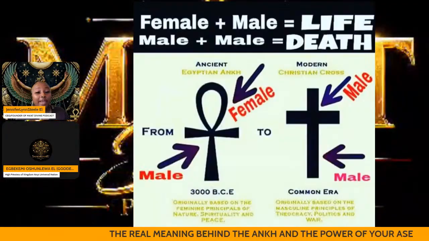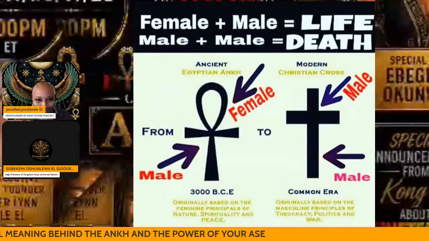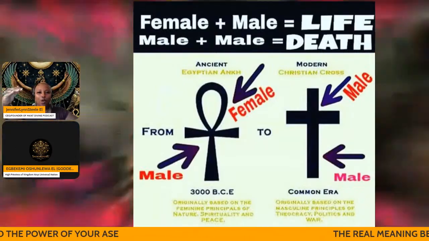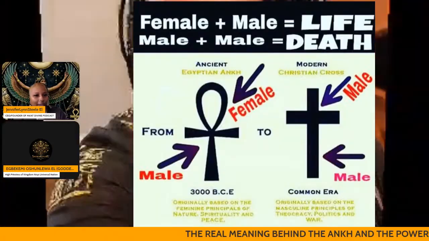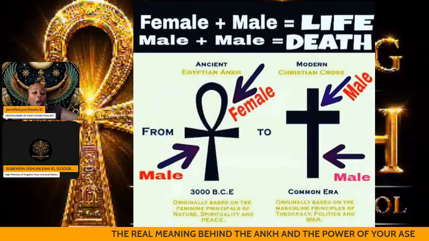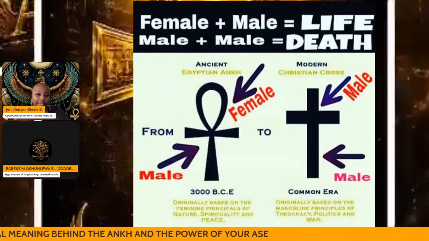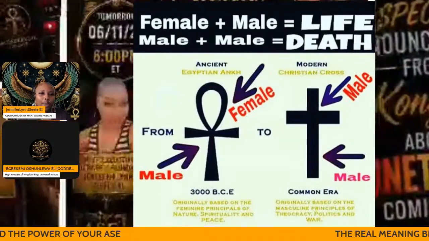So now it makes sense, you all, when they say the cross is crucifixion, it's death. Because when you put in patriarchy, which is the male and male, you're going to get death. But when you put the Ankh forth, which is the feminine and the male, you get creation, you get balance, you get life, you get eternal life, you all.